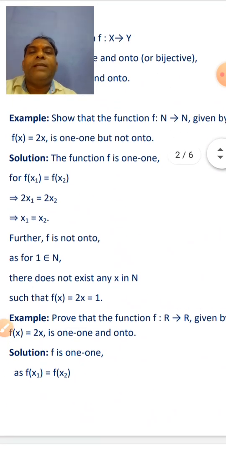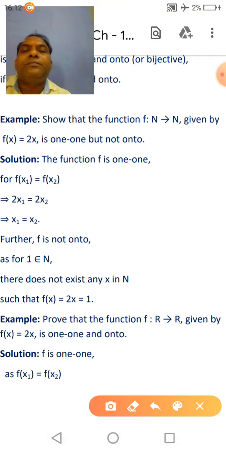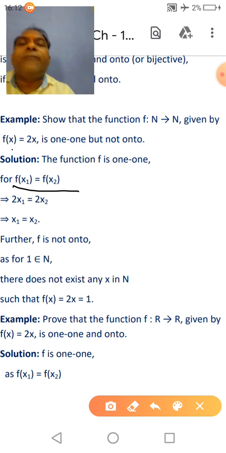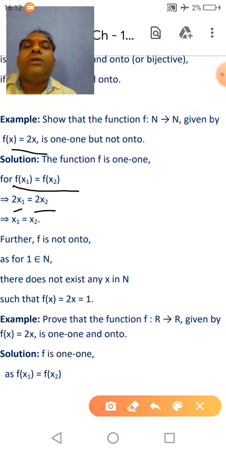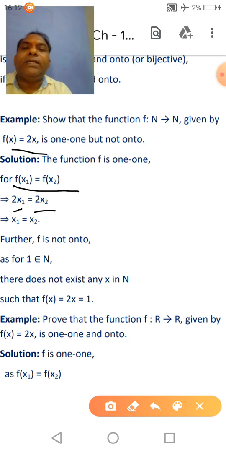First example: show that the function f from N to N given by f(x) is equal to 2x is 1-1 but not onto. So its solution, for 1-1, f(x1) is equal to f(x2). Because f(x) is 2x, f(x1) will be 2x1 and f(x2) will be 2x2. So f(x1) equal to f(x2) means 2x1 is equal to 2x2. 2 and 2 cancel out, then x1 is equal to x2.